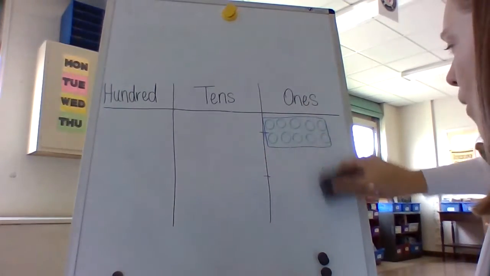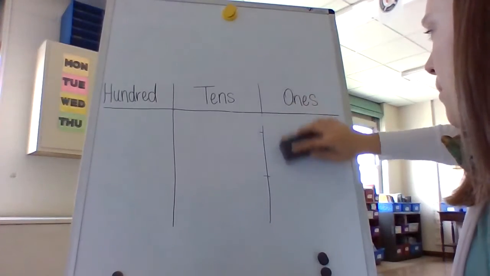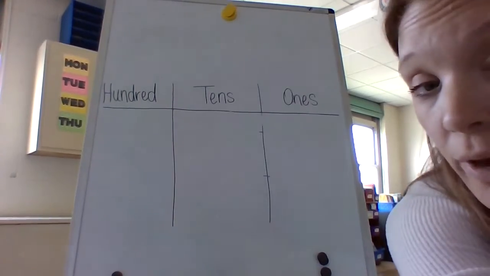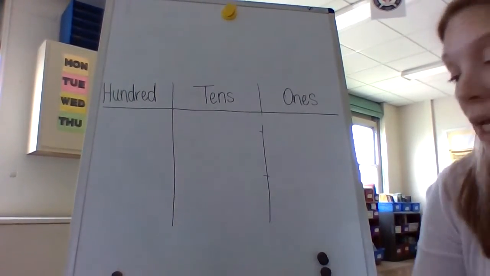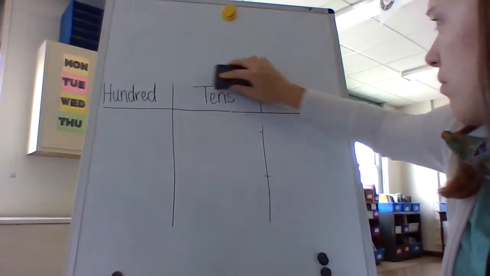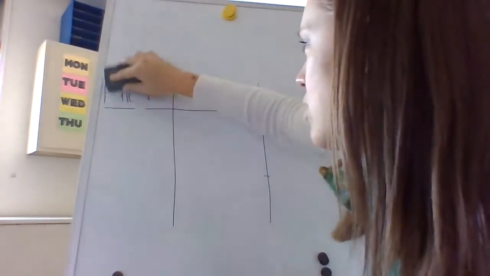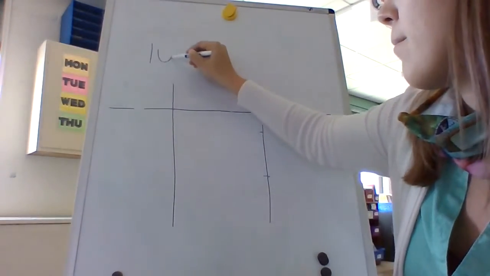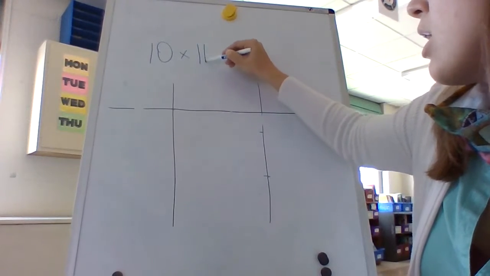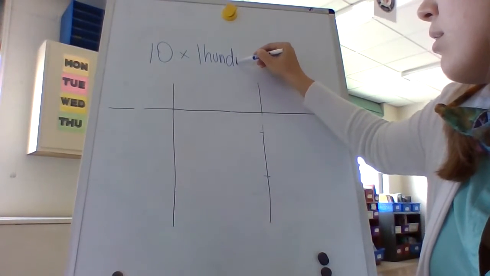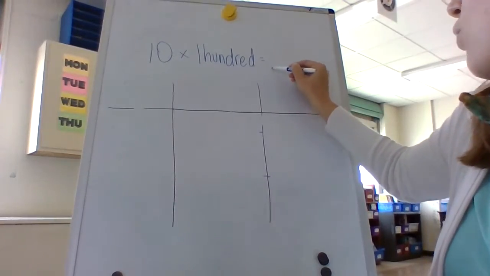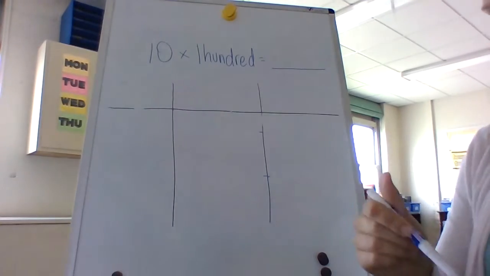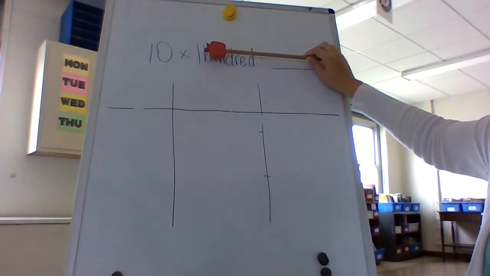Okay, now if we go on to the next problem on your homework, notice that there's 3 problems for your homework tonight. We're going to look at the next one. The next multiplication equation is 10 times 100 equals blank. So let's do 10 times 1. So same step, right? Ignore that word for a moment.